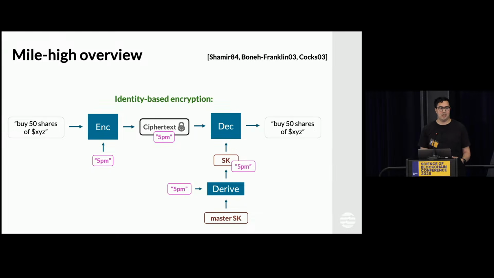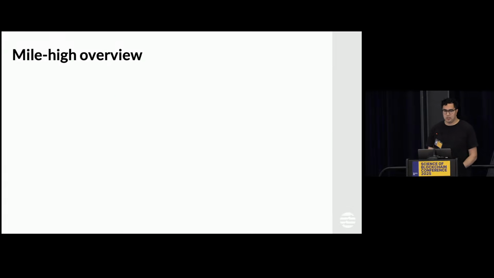You can imagine a key issuing authority that publishes a secret key every hour on the hour, where the identity is just the timestamp for that hour. And then suddenly you have encryption to the future. You can just encrypt to a future timestamp, and then it'll only be decryptable on that hour. So that's IBE. It's a really interesting and useful primitive, and this is what we study in this work.